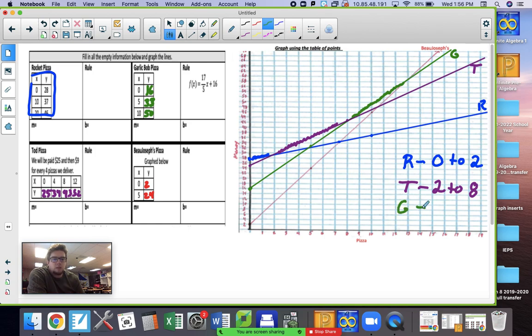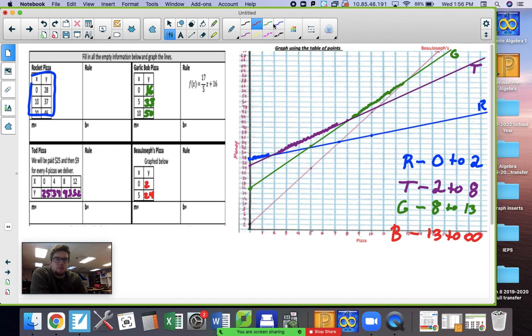So Garlic Bob from 8 pizzas to about, what is that, 13? 13-ish? About 13-ish pizzas is when Garlic Bob is the best. Then after that, Bo Joseph's is the best. Everything after 13 pizzas. 13 to infinity. You would make more money for that amount of pizza at Bo Joseph's more than anybody else.